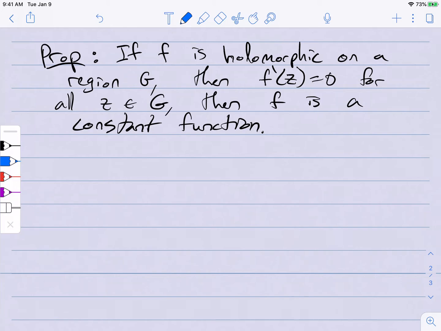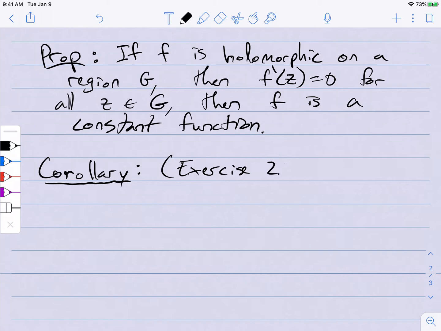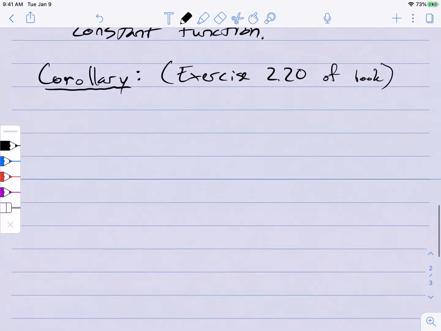So that's not so interesting, I guess, because it's probably exactly what you would expect if you have experience with calculus of real numbers. But it actually has some really interesting consequences in the land of complex numbers. So a corollary to this proposition is something that is a little more surprising. And this is exercise 2.20 of the textbook, which I'll just prove now.